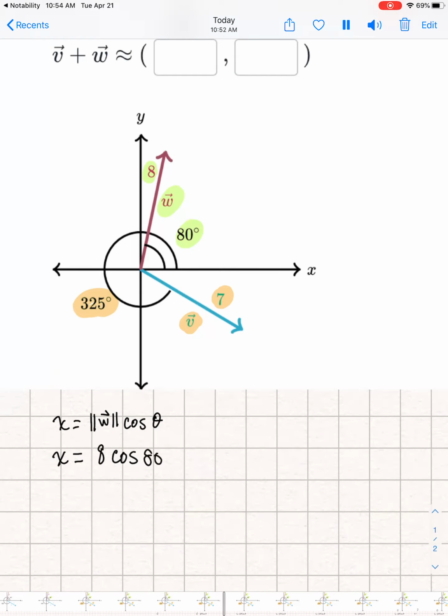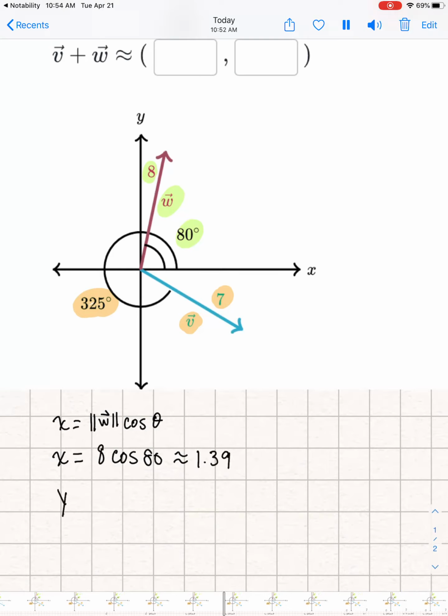Make sure your calculator is in degree mode. Sorry, I actually got to double check. Okay, mine is. So for x, I wind up getting 1.39 approximately.